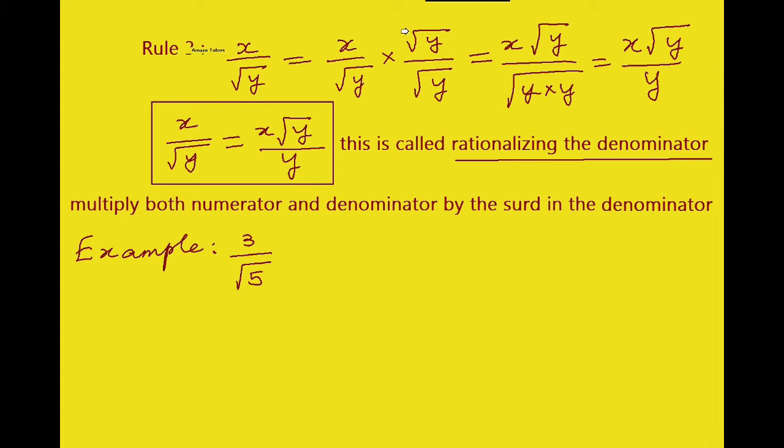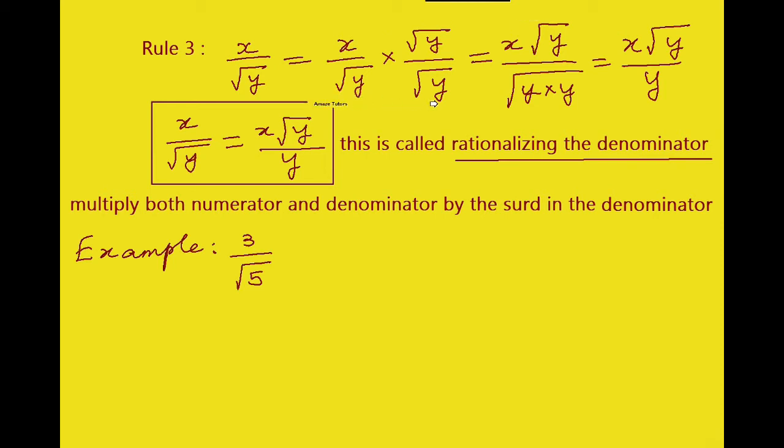Now, you will have to multiply the denominator and numerator by this surd, whatever is given in the bottom. So here, square root of y. Multiply the numerator by square root of y and the denominator again by square root of y. Simplify using the rules we learned so far. X times root y, x root y.